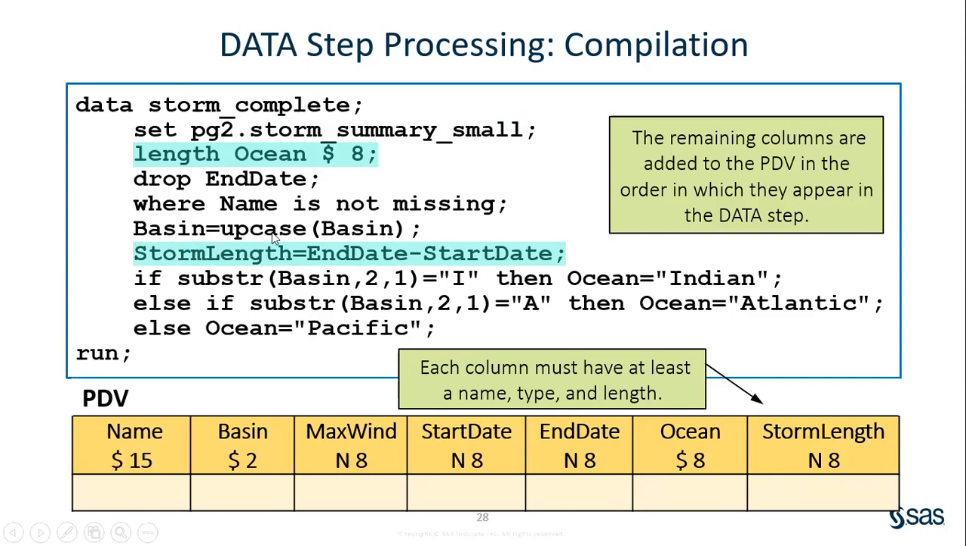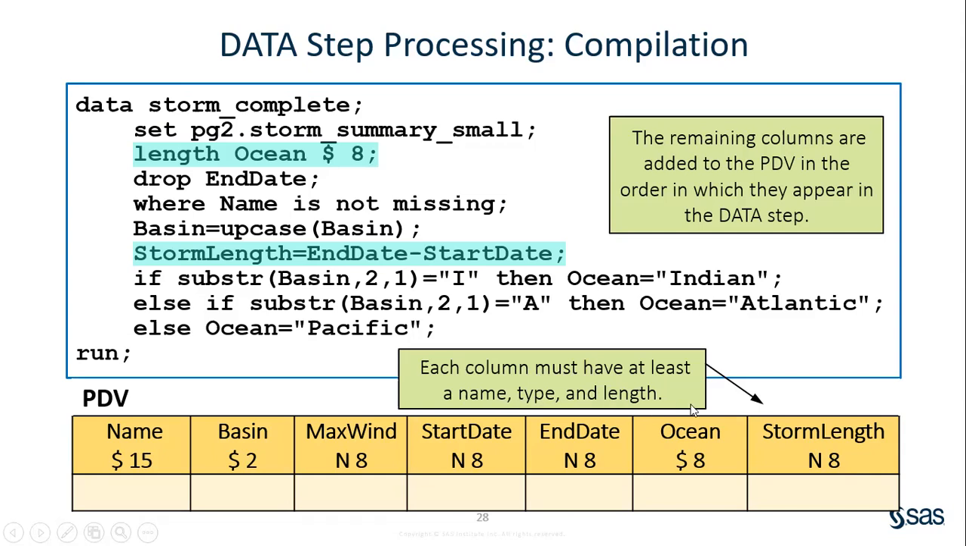Now, of course, this is also an assignment statement, but it is an existing column. If this is a new column, it will check whether storm length is already there in PDV. No, then it will add it. So how does it become N and 8? Because it's an arithmetic expression. These two columns are numeric. It terms as numeric by default. Default length is 8 bytes. So each column must have at least name, type and length.